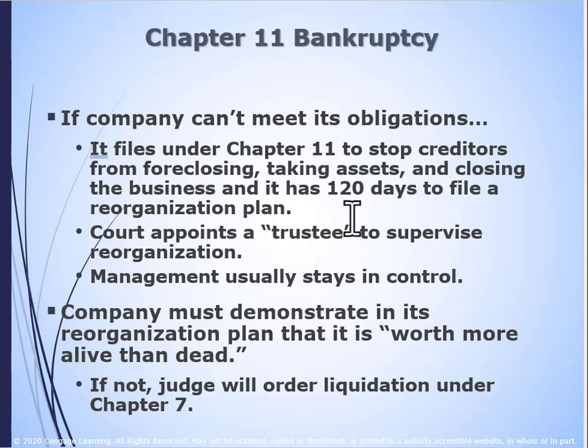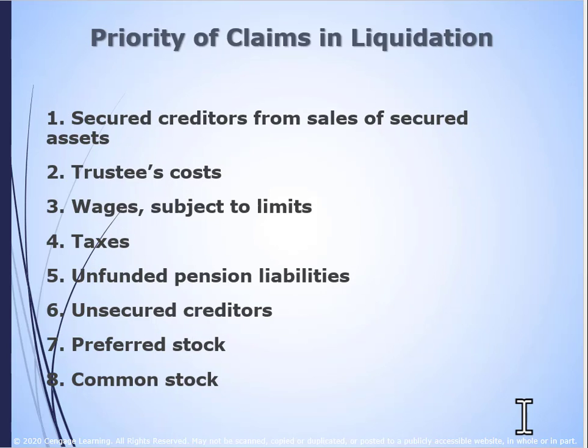That's called Chapter 11. Now, Chapter 7 is when the company basically says, we're probably worth more dead than alive, so we're going to liquidate our assets. So essentially, the company disappears. So what happens in liquidation? Who gets paid? The secured creditors get paid first.